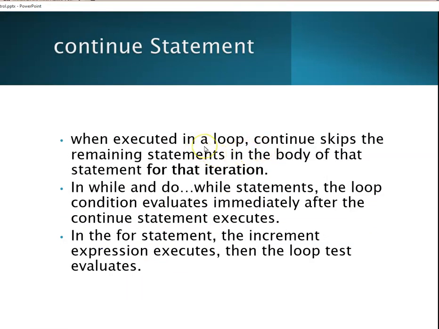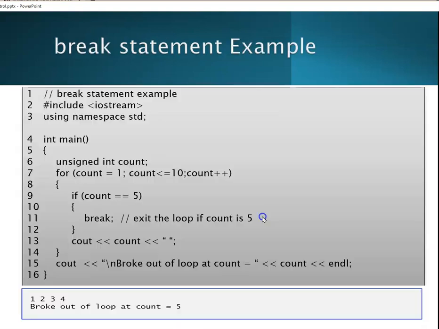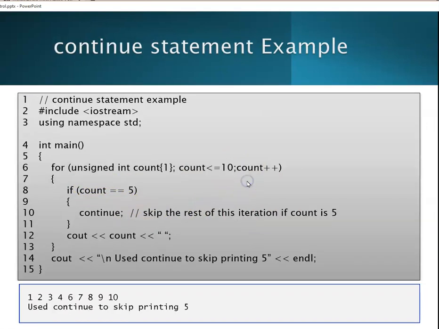So the continue statement, when executing the loop, skips the remaining statements in the body of the loop for that iteration only. In while and do statements, the loop continues evaluation immediately after the continue statement executes. In the for statement, the increment expression executes, then the loop test evaluates. So here's an example. Break if the count is 5, just like I showed before.